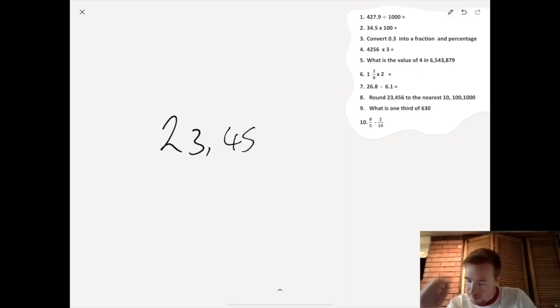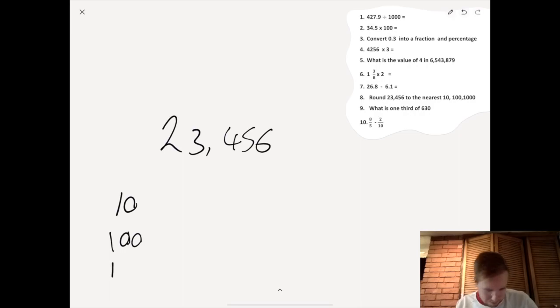23,456 to the nearest. Oh, there's loads to do. Okay, to the nearest 10. Excuse the scruffy writing there. So to the nearest 10. That's the 10s column there. Look to the one to the right, round it up. 23,450.